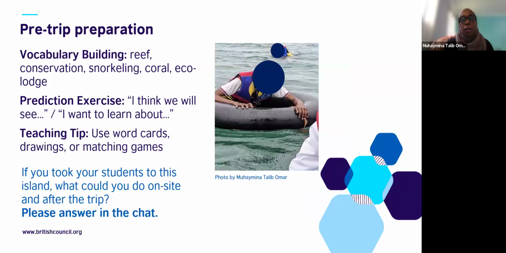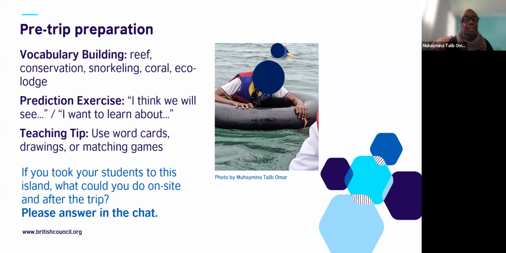Here in the picture, my students are exploring biodiversity and coral reefs. Now, let's start with the pre-trip preparation. For the pre-trip preparation, I taught my students some useful vocabulary to help them with comprehension and connect to what they were going to learn. There are important vocabulary words like reef, conservation, snorkeling, coral reefs, and ecology, which I taught them before, so as to connect to what they were going to learn.